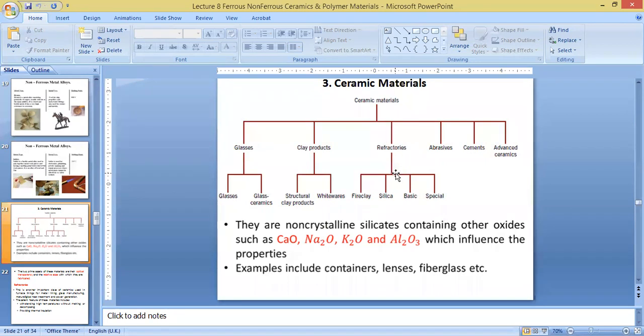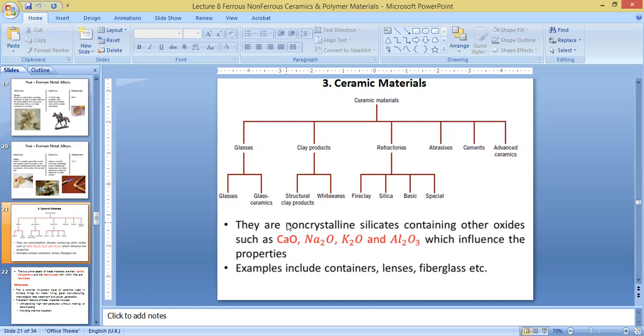Then the refractories, these are those bricks usually used for the lining of ovens and kilns in industries. Those bricks are known as refractory elements. Fire clay, silica, basic, and special fall under refractories. Then abrasives, cement, and advanced ceramics. So cement is also a ceramic. It's important for you to know the classifications here, and that is enough.